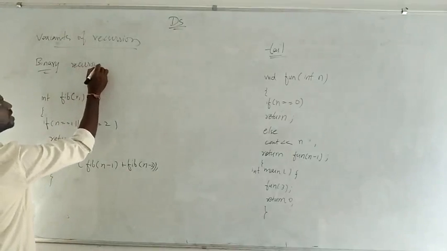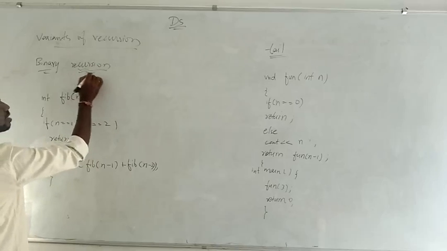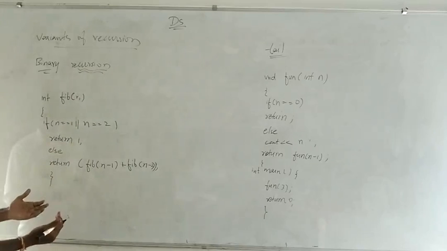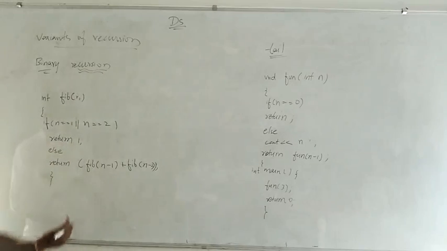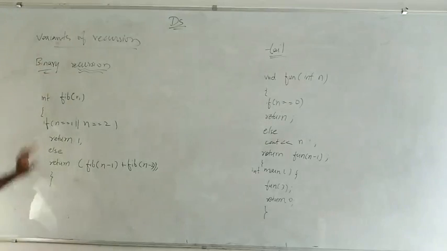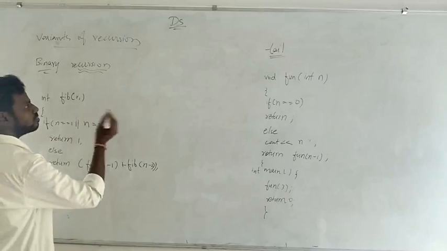It is the simple definition. Whenever a function calls itself, but makes two function calls within the function, then it is called binary recursion. The simplest example that we can have is the Fibonacci series program. You already know about the Fibonacci series.